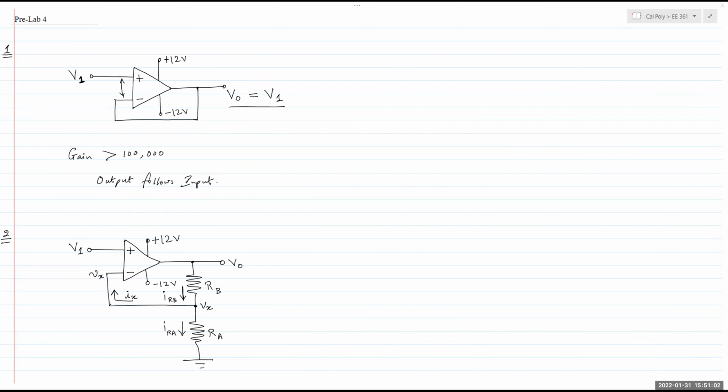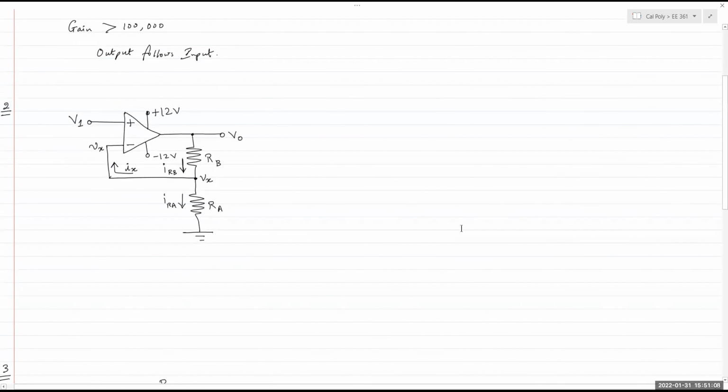So if you look at the next circuit, which is right here, in this circuit, we are asked to again find the closed loop gain VO over VI for the circuit below. Now, the way you would analyze this is by applying simple techniques. You want to obtain an expression for VO over VI.